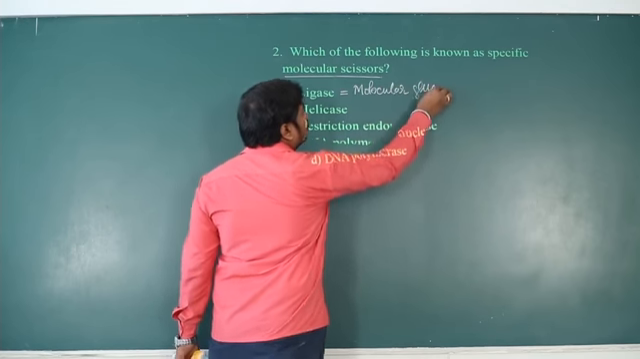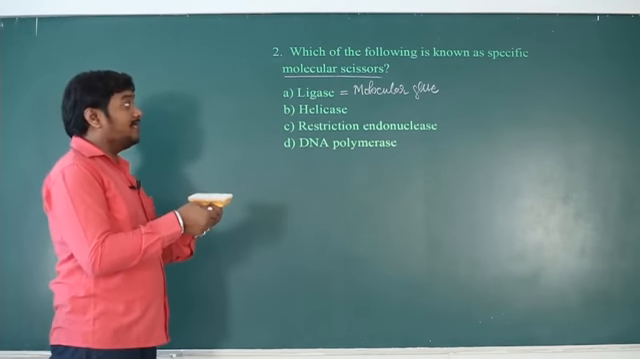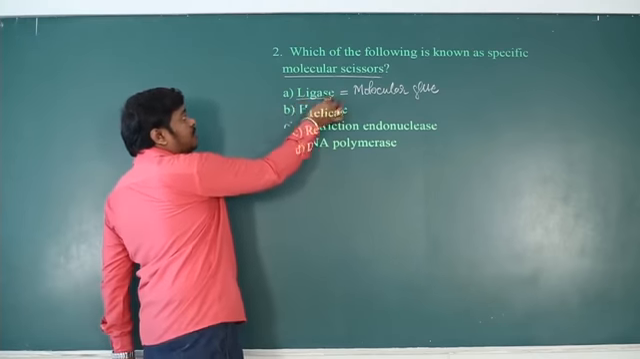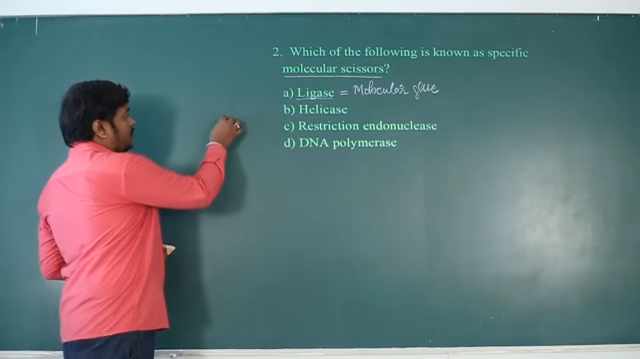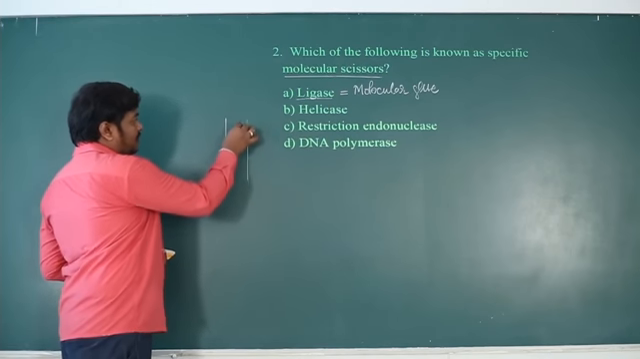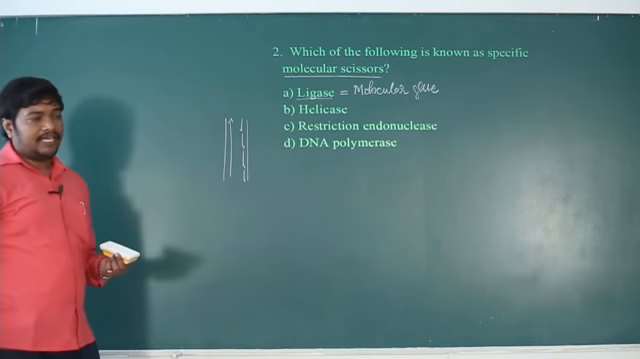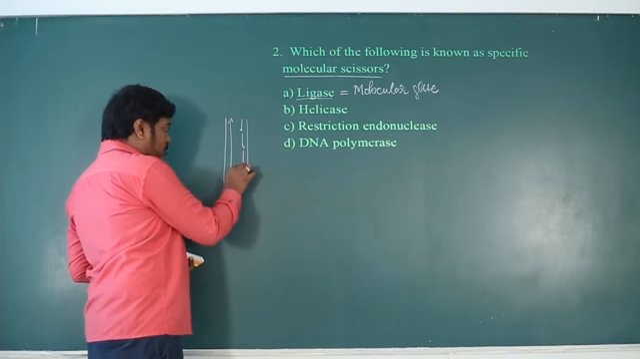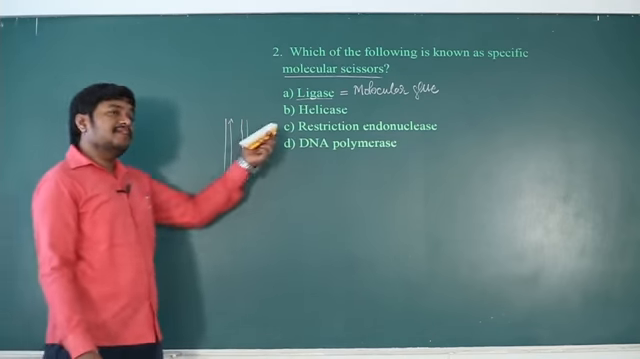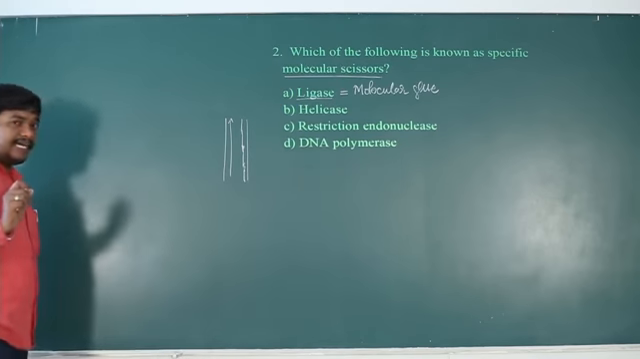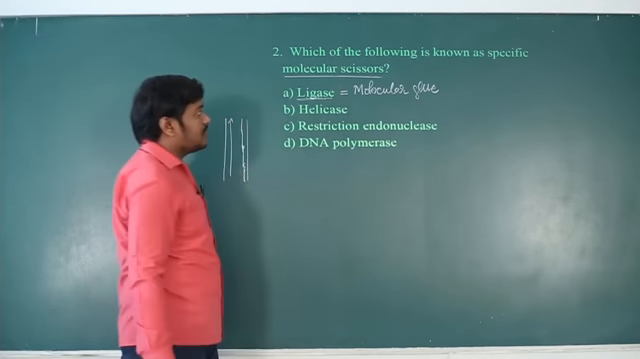molecular glue, because it can join the molecules. It creates a phosphodiester bond. Hope you remembered the Okazaki fragments which are produced during DNA replication. Here RNA primers are removed and the joining of these cuttings of newly synthesized DNA is carried out by the ligase enzyme. So ligase can create the phosphodiester bond, so it is called molecular glue.